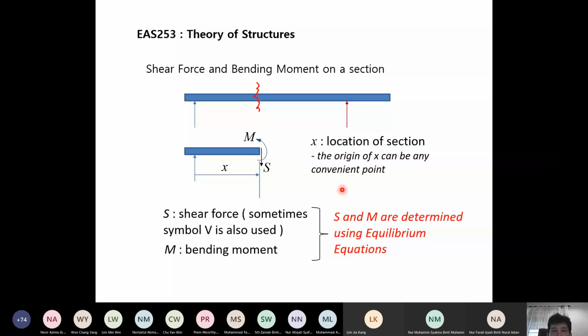So location of the sections, you must be clear where the section is, and from where you measure the sections. So location of the section, where is it? From this point, or from this point? Then shear force, we use S, sometimes we use V also interchange, okay? The important thing is understand that it is a force acting on this section parallel to that section. So once you have this free body diagram and once you determine the reaction force here, then you can get the bending moment and shear force using appropriate equilibrium equations.